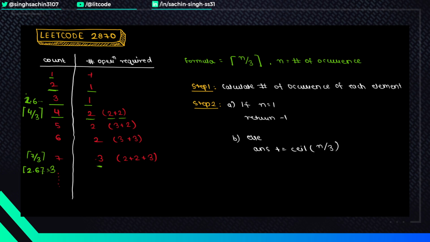First we'll calculate the number of occurrences of each element, and after that we will simply iterate that hash map in which we'll be storing the number of occurrences. For any number, if the number of occurrences is 1, we will upfront return -1. Otherwise, we'll keep a variable called answer, and we'll keep on adding the ceil division of n by 3. Okay, so let's check out the code.